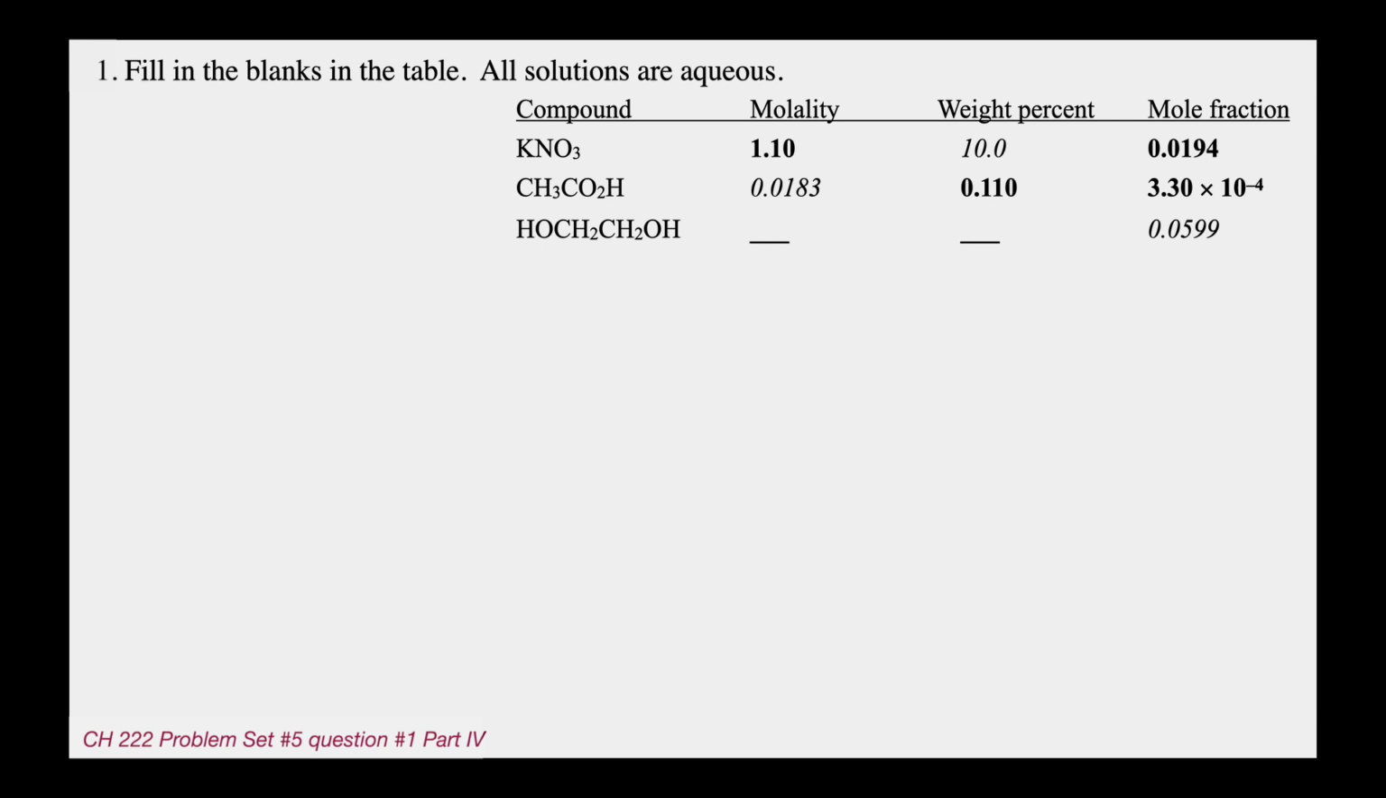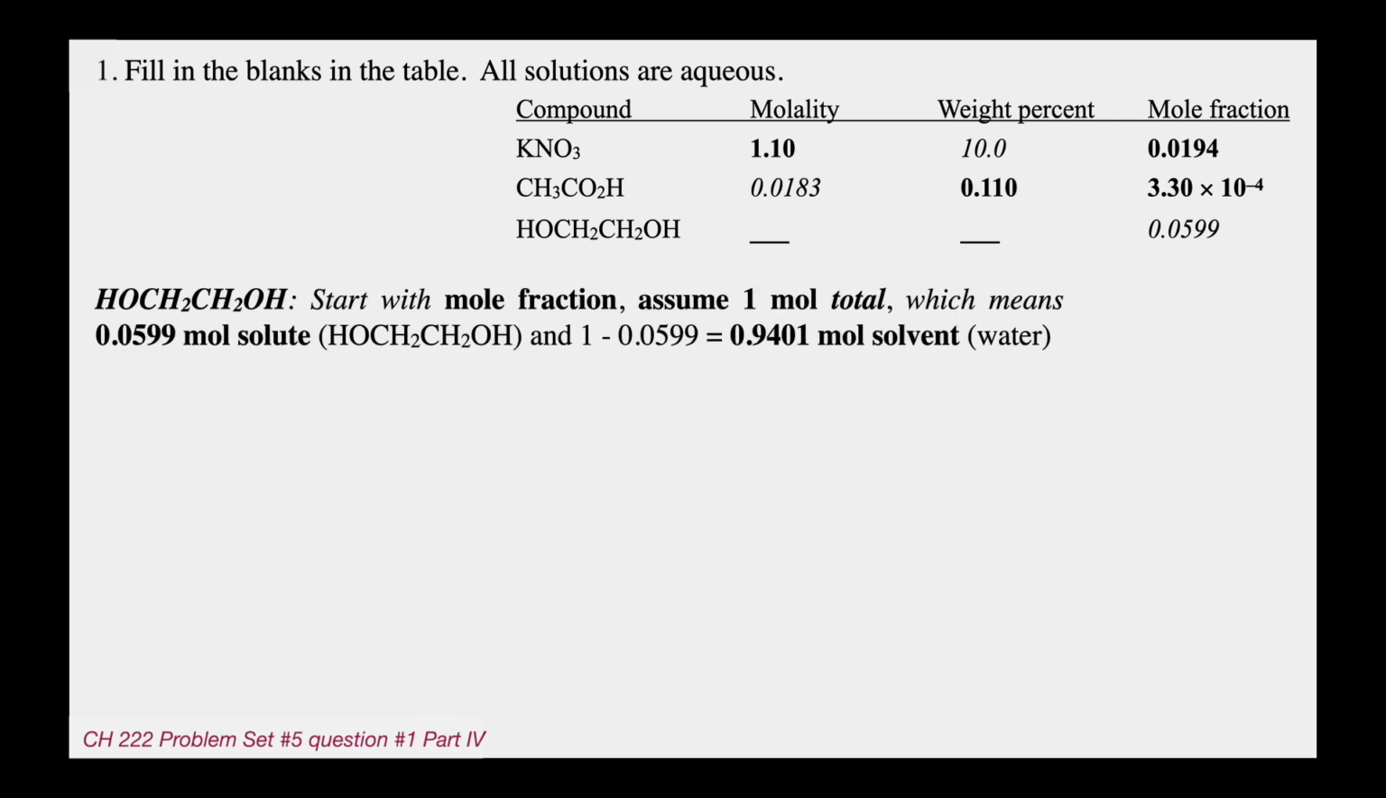If you start with mole fraction, then what I would do is assume that you have 1 mole total. If you have 1 mole total, then 0.0599 is going to be the moles of solute, the ethylene glycol. And 1 minus 0.0599 is going to be the moles of solvent, which is water. So this is how you get moles of solute and moles of solvent. The number for mole fraction literally is the moles of solute, and 1 minus that number is the moles of solvent.